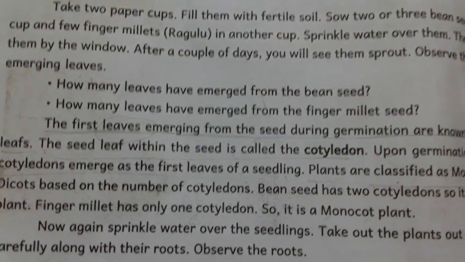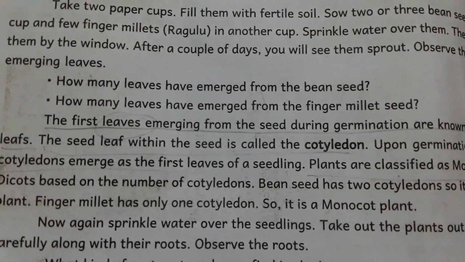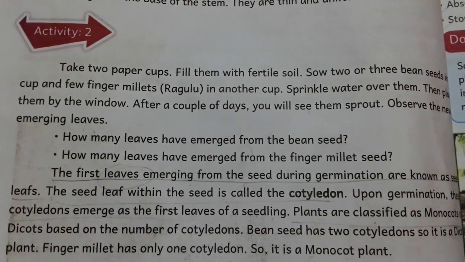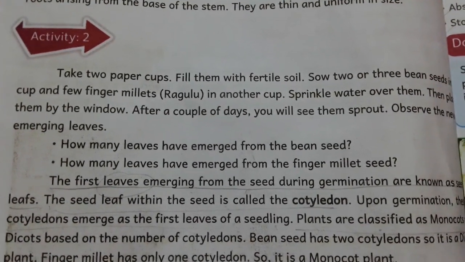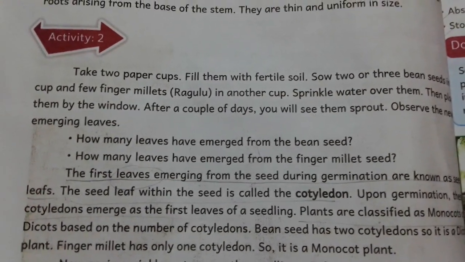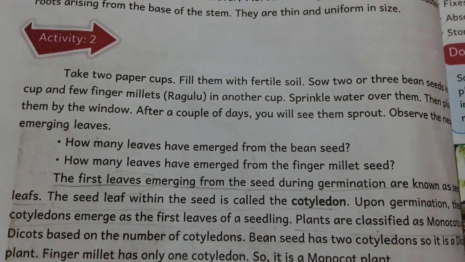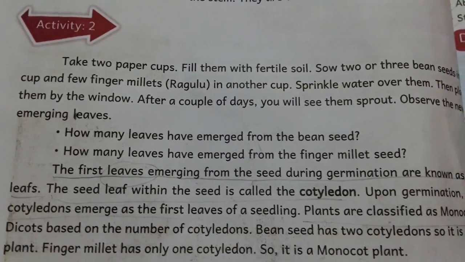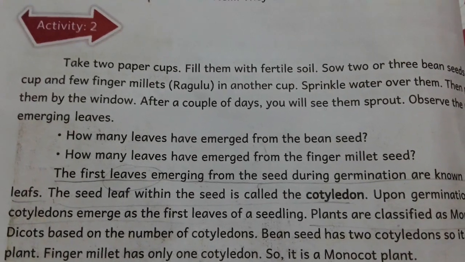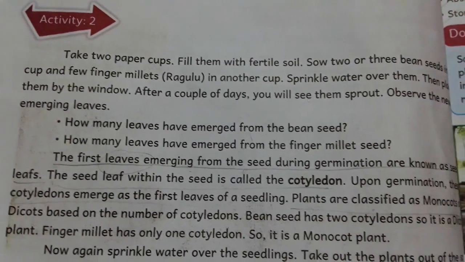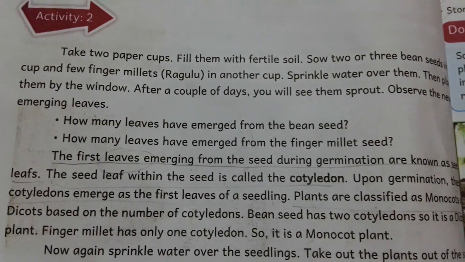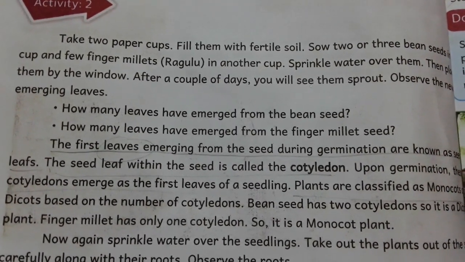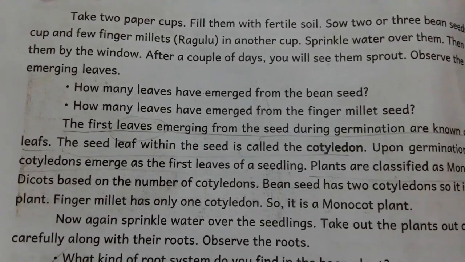See, it is 2. So, the first leaves emerging from the seed during germination are known as seed leaves. The seed leaf within the seed is called cotyledon. Upon germination, these cotyledons emerge as the first leaves of seedlings. Plants are classified as monocots and dicots based on the number of cotyledons. Bean seed has 2 cotyledons, so it is a dicot plant. And finger millets or ragulu has only 1 cotyledon, so it is a monocot plant.